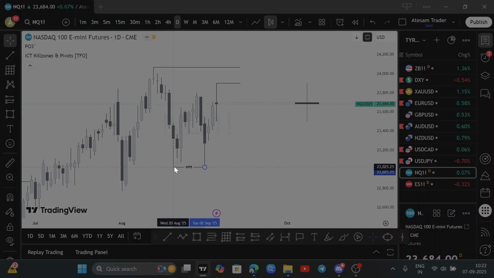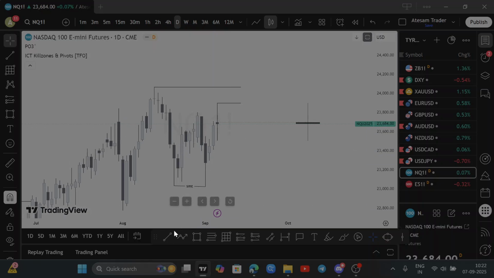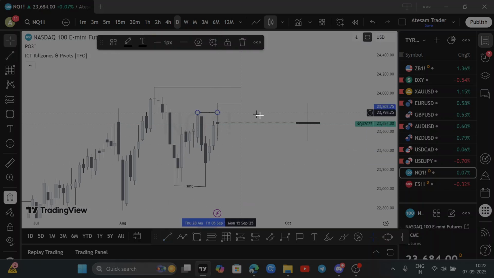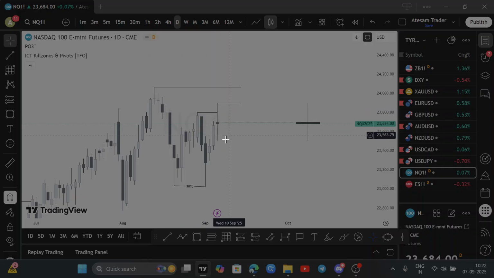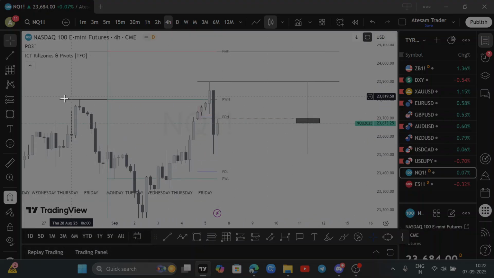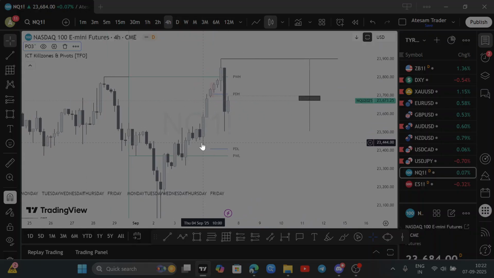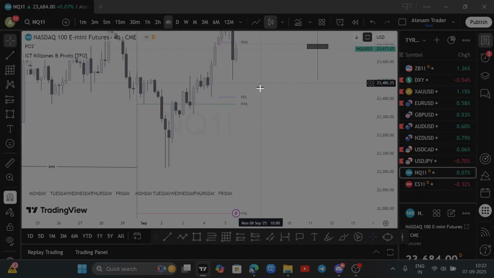We have SMT here, and if we come to the daily, what do we have? We already engaged with this high. So what price action is this? We want to see the lower time frame. Is it a consolidation or reversal? It is looking more like a reversal. Why? It is an aggressive move up and an aggressive move down. So this price action is a reversal. If it is a reversal, then we can expect price to come down.